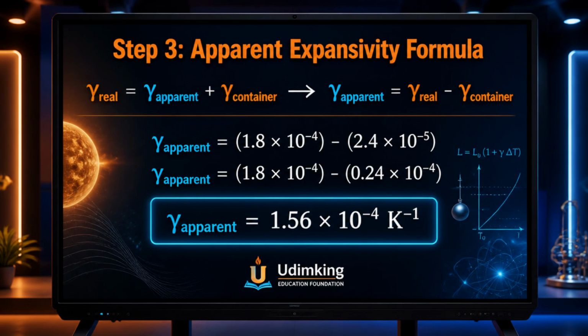Now we apply our relationship rule. Real expansivity equals apparent expansivity plus container expansivity. Since we are looking for the apparent value, we must isolate gamma apparent by subtracting the container's expansivity from the real expansivity of the liquid. Let's align our scientific notation values. 1.8 times 10 to the power of -4 minus 0.24 times 10 to the power of -4 leaves us with an apparent cubic expansivity of 1.56 times 10 to the power of -4 per Kelvin.